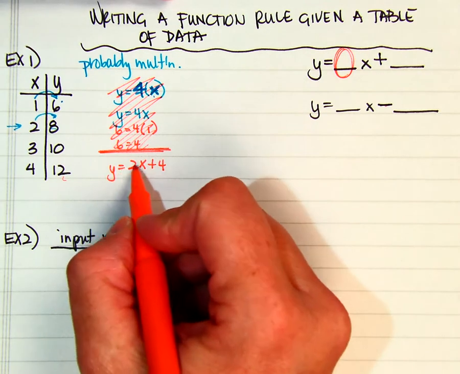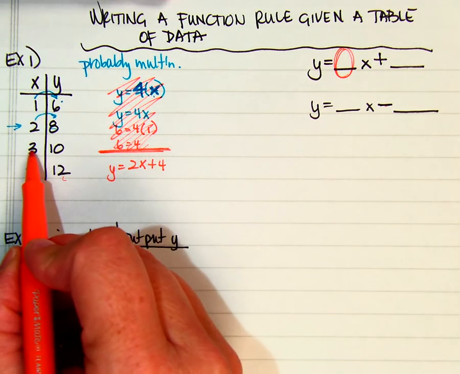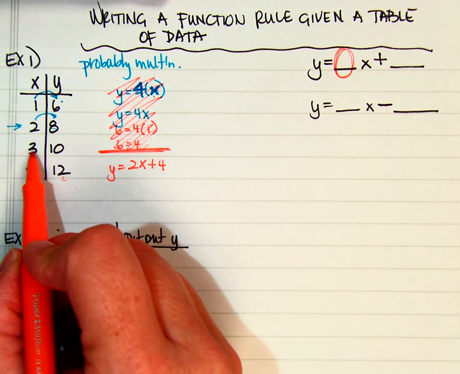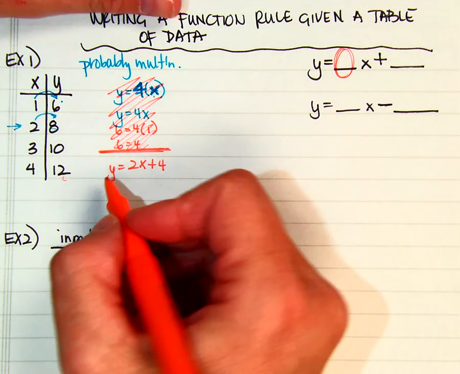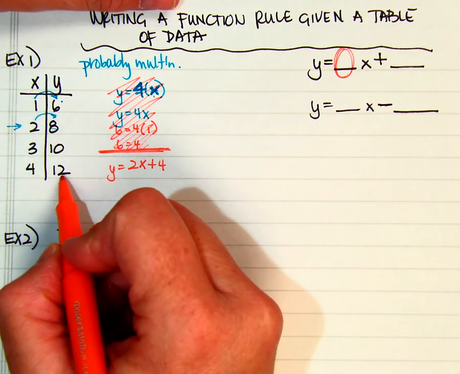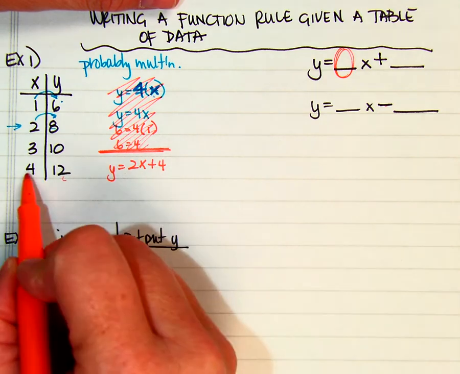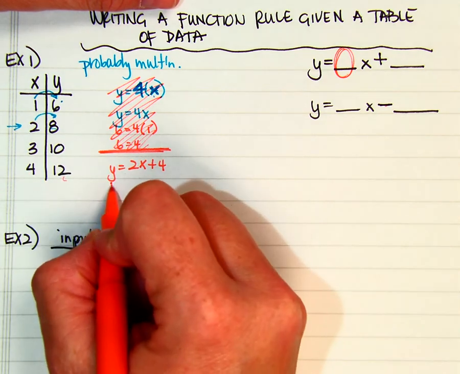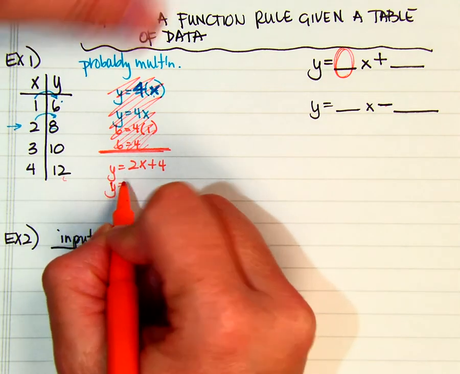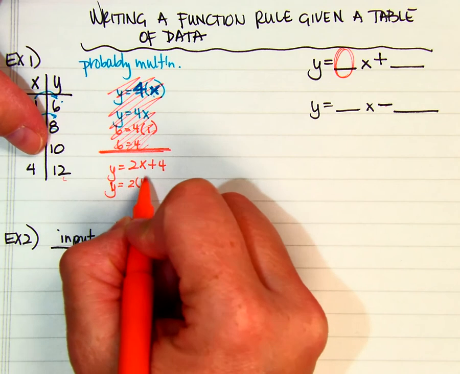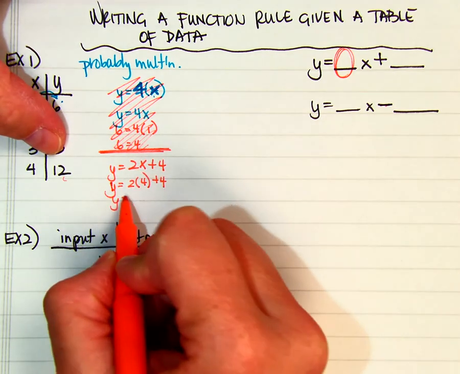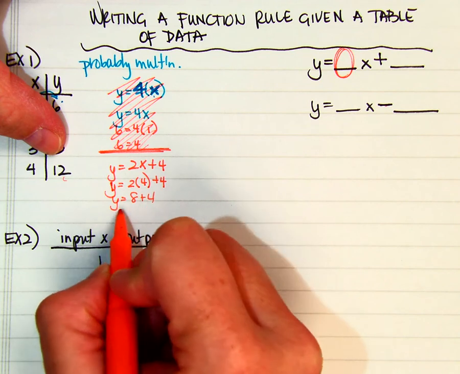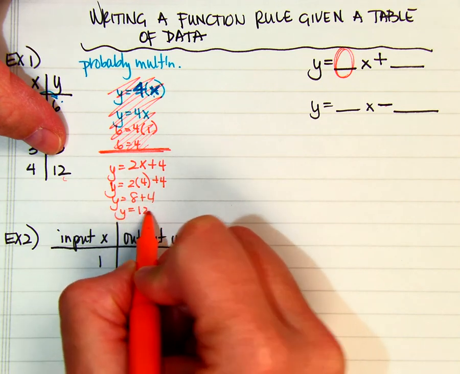So y equals 2x. If I do 2 of these, which gives me 6, I'm going to have to add 4 to get 10. So the function rule would work for that one, but doesn't work for 4 and 12. So y equals 2 times my 4 plus another 4. That gives me y equals 8 plus 4, so y, or my output, would equal 12.